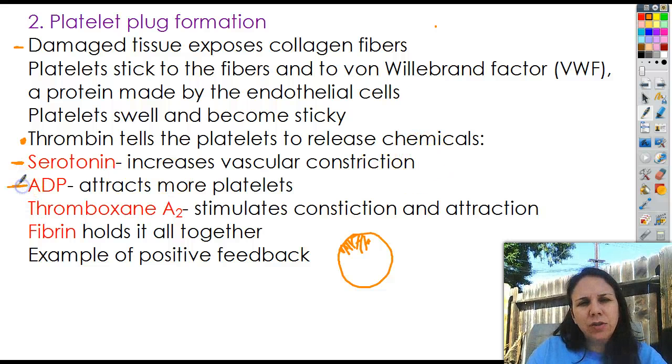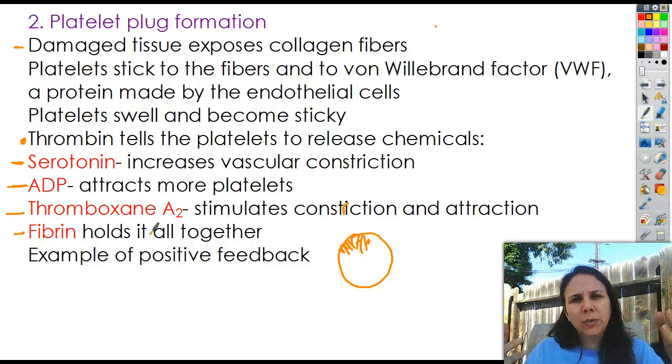Then ADP, the uncharged version of ATP, is actually going to attract more platelets. How do they figure this stuff out? I don't know. But more platelets are going to come. They're just telling each other, everybody come to the area, help me, help me. And then we have this thing called Thromboxane A2. This is another chemical that stimulates constriction and attraction of more platelets. And then this stuff called Fibrin, which kind of holds it all together. Fibrin, you can't see it in your blood, it's in the plasma, but it's only during this particular phase that it comes together and precipitates out, kind of like in chemistry. Remember when you mix two clear liquids together and you get a solid?